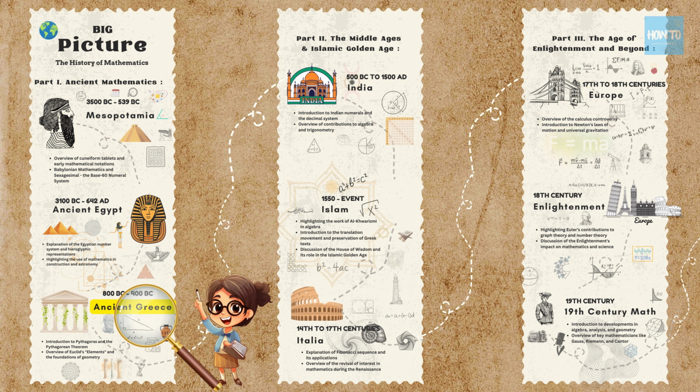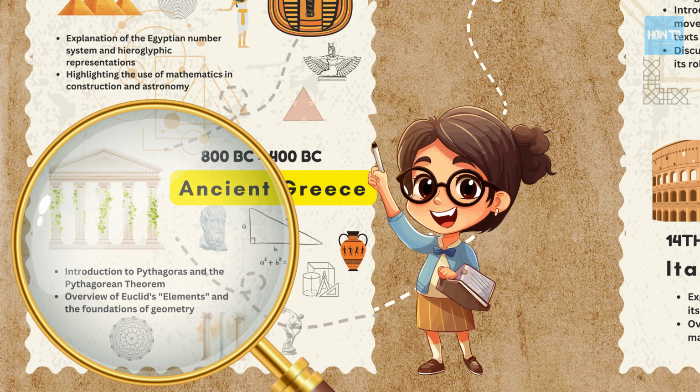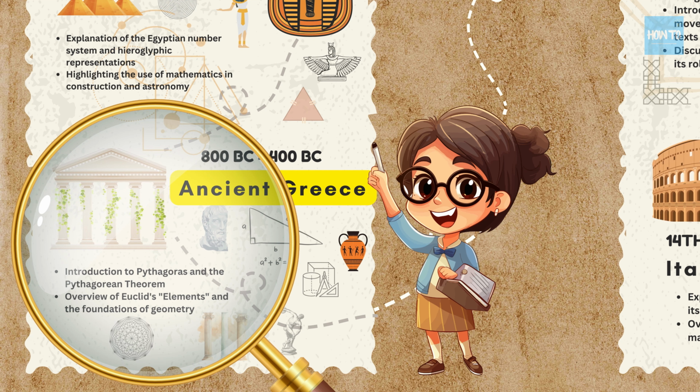Segment 3. Greek Mathematics. Sail through the Mediterranean waters and explore the birthplace of geometry. From Pythagorean wonders to Euclidean foundations, the Greeks left an indelible mark on the mathematical landscape. The 2 main topics include 1. Introduction to Pythagoras and the Pythagorean theorem. 2. Overview of Euclid's elements and the foundations of geometry.